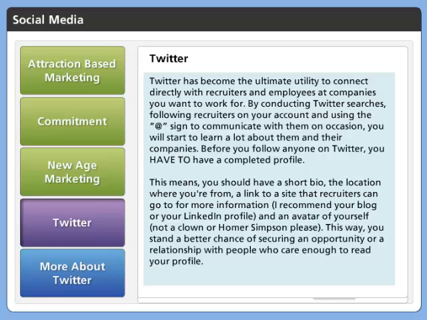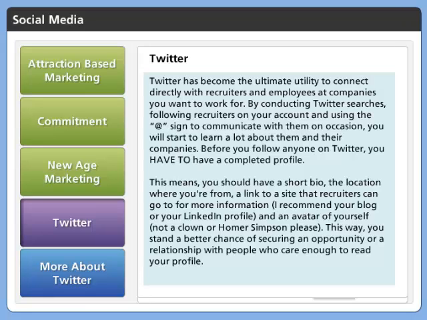Before you follow anyone on Twitter, you have to have a completed profile. This means you should have a short bio, the location where you're from, a link to a site that recruiters can go to for more information. I recommend your blog or your LinkedIn profile, and an avatar of yourself, not a clown or Homer Simpson, please. This way, you stand a better chance of securing an opportunity or a relationship with people who care enough to read your profile.